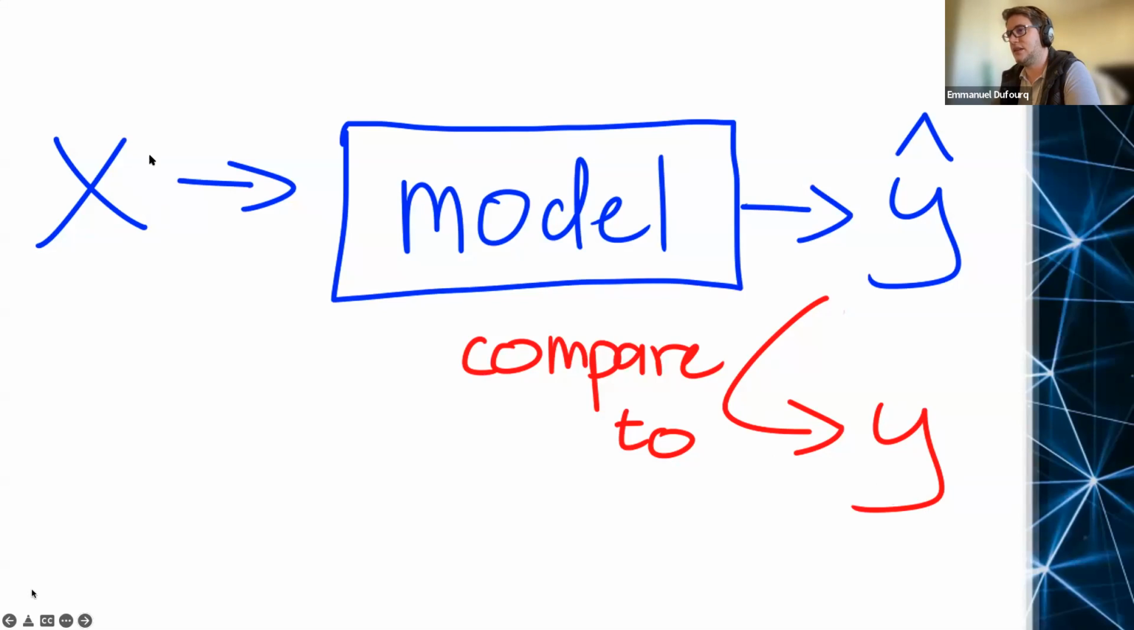So X is our features. We put our features into our model. Our model produces the predictions y hat, and we compare the predictions to the correct values y. The correct values are sometimes called ground truth, or the true values. The terminology doesn't really matter in this case.